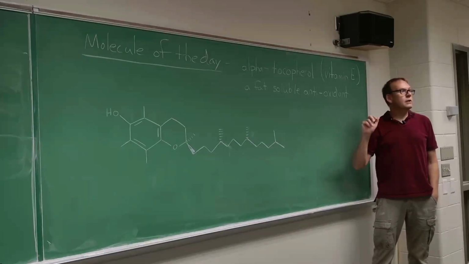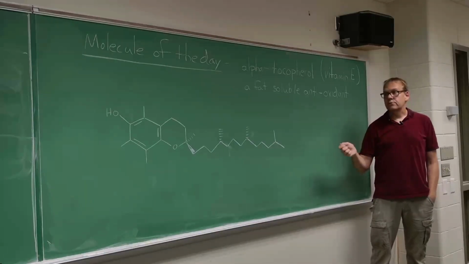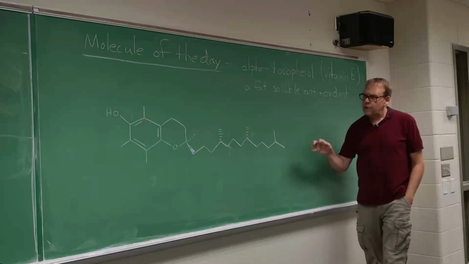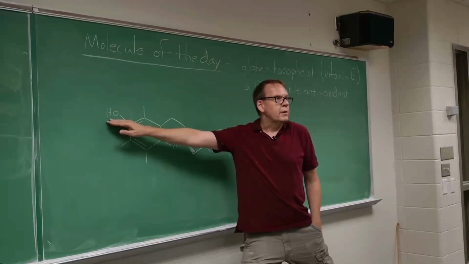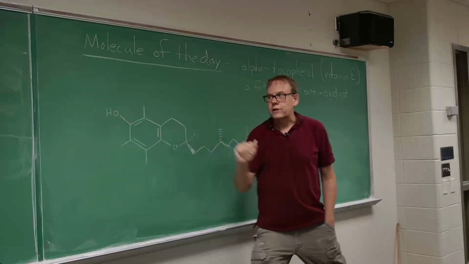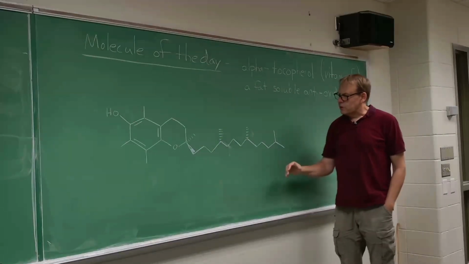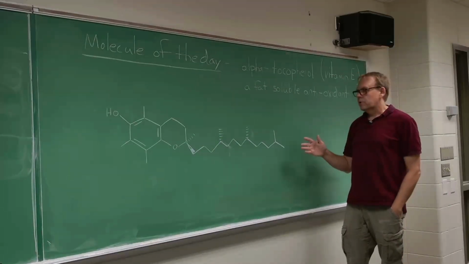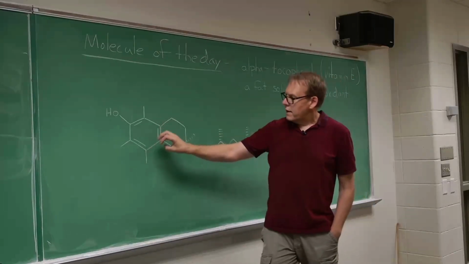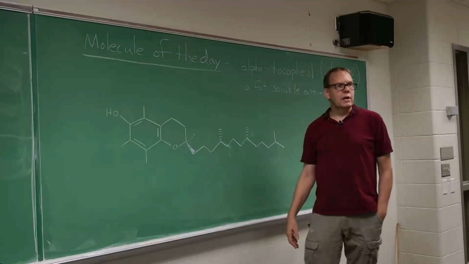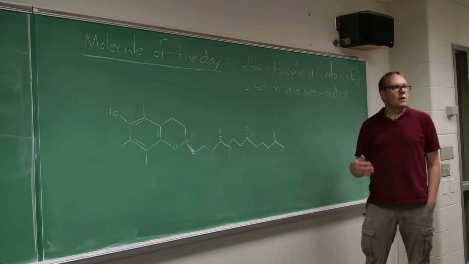It has the ability to sequester reactive radicals, and that's really the key. And it all boils down to this particular OH group here on the far left side of the molecule. We're going to learn about that later today in lecture. The reason it's fat soluble is it has a lot of nonpolar character. It has this very long hydrocarbon tail here, and then a lot of the middle part of the molecule is also nonpolar. So it dissolves in fat well.